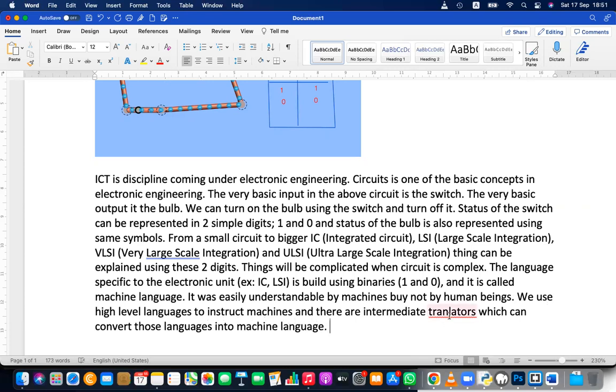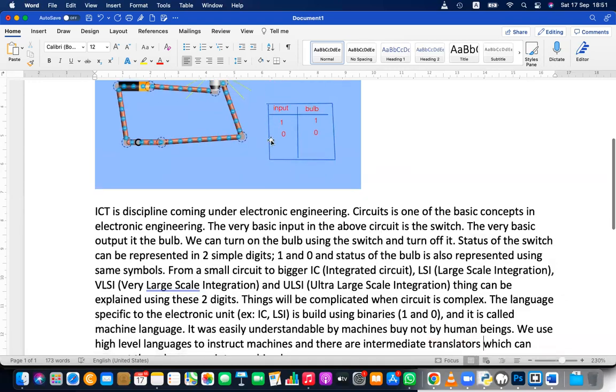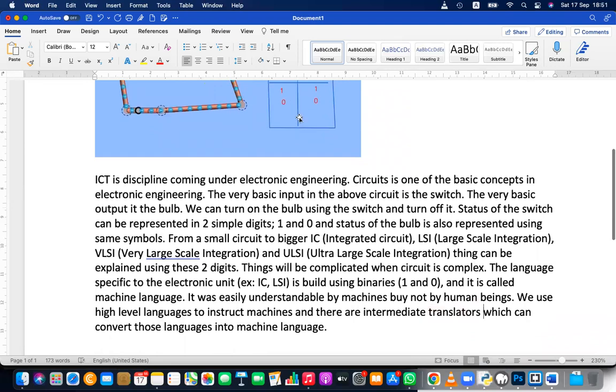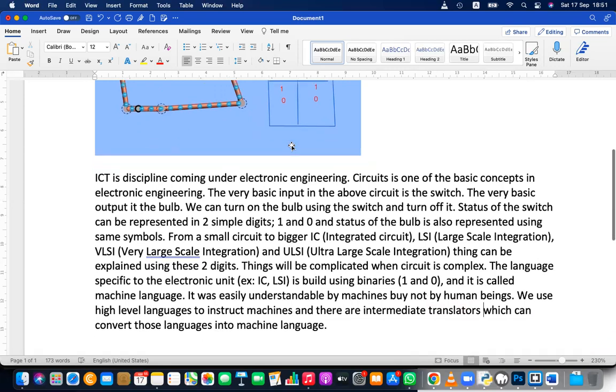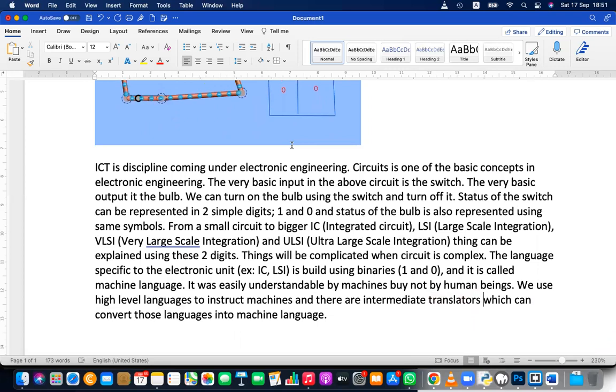But we are not going to write using that, so that is too complicated. For this one, it is only 1 0, a very small diagram. You can see it's on the table having 2 rows, but then it will become complex, right? We will learn that later. There are some components called translators. These translators will do this automatically. It will convert our codes into machine language.